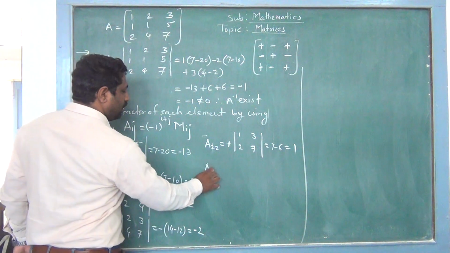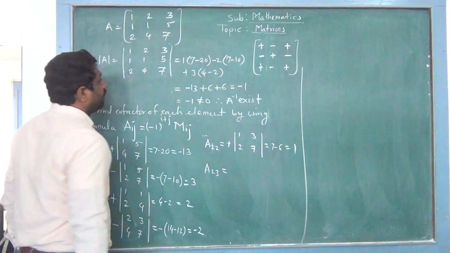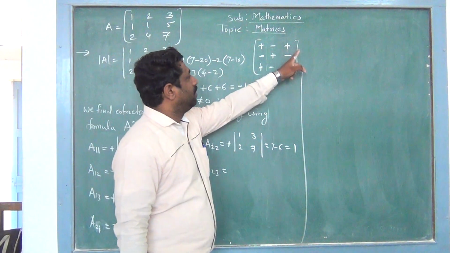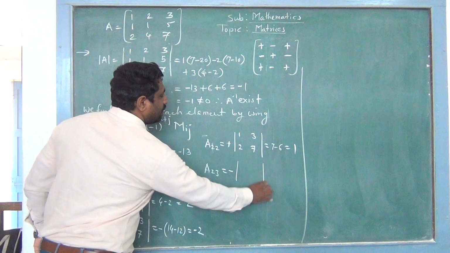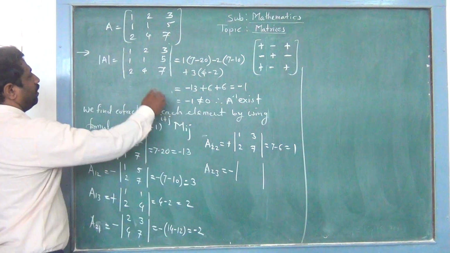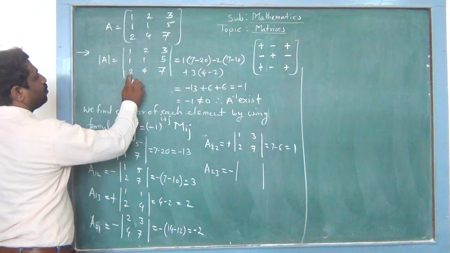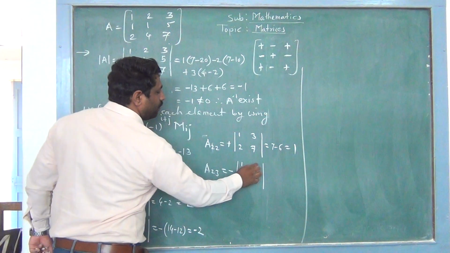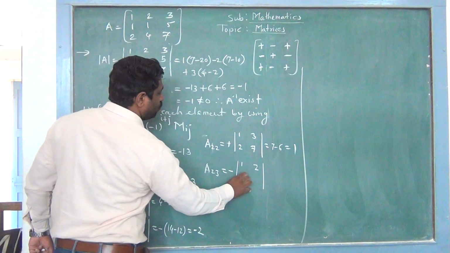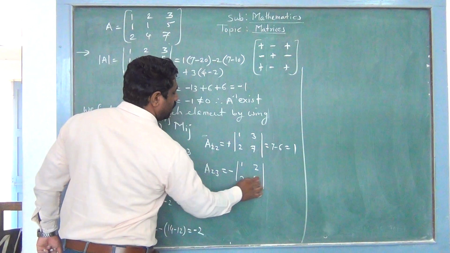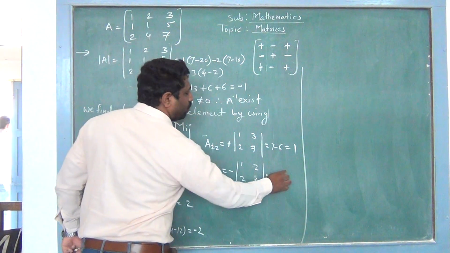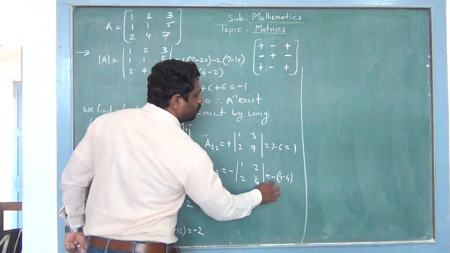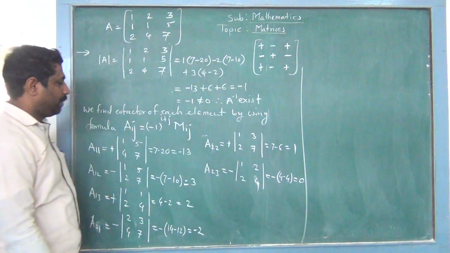Next, A23, second row third column, has sign minus, so minus times. Deleting the second row and third column, we get the determinant of order 2 by 2, 1 2 2 4. So that is minus times 4 minus 4, which is 0, and 0 into minus 1 is again 0.